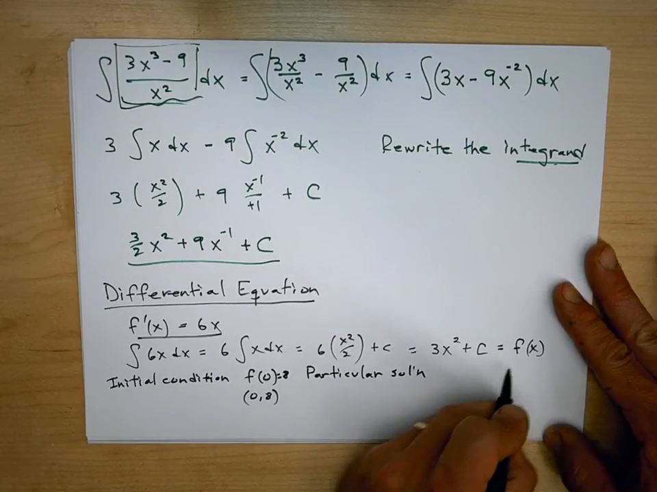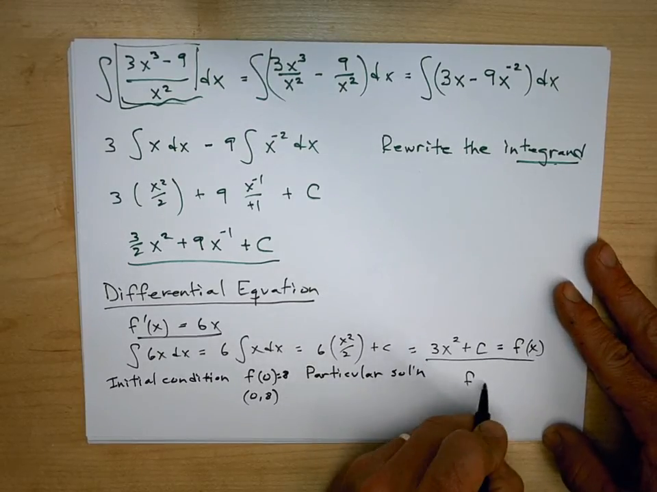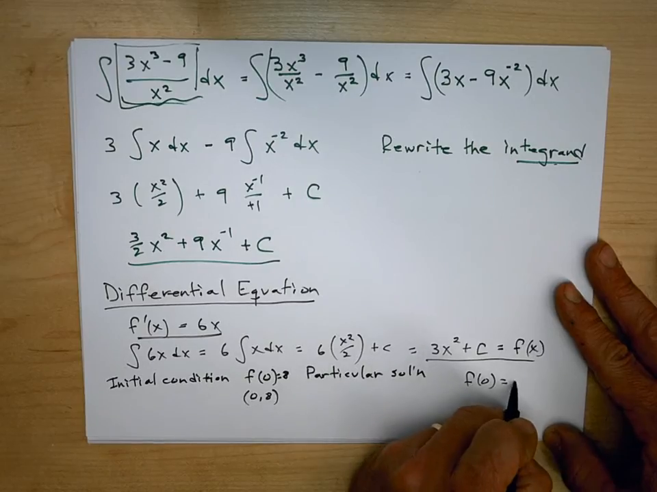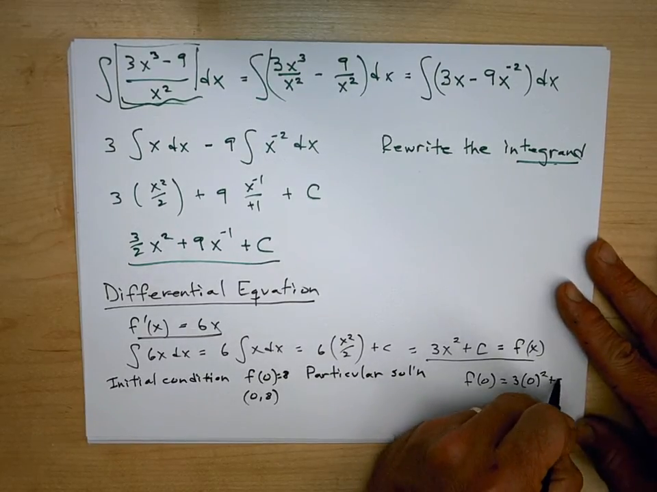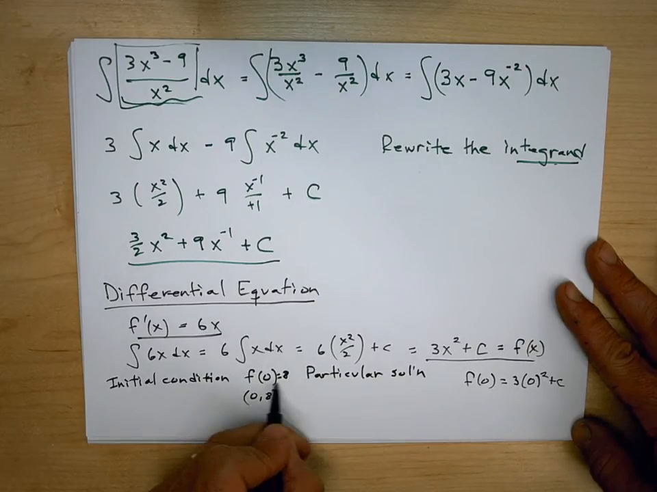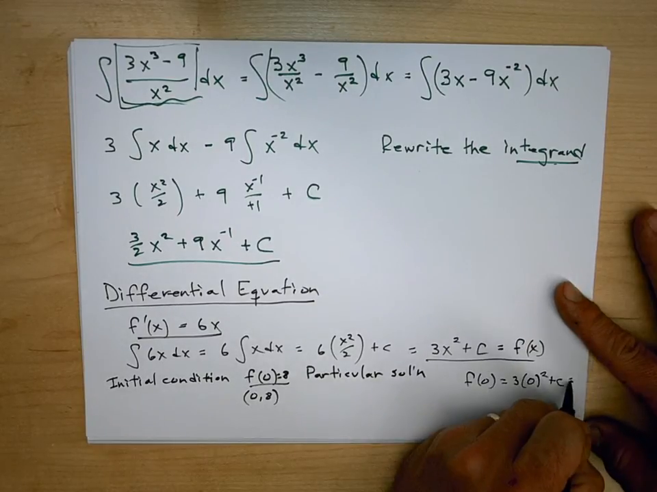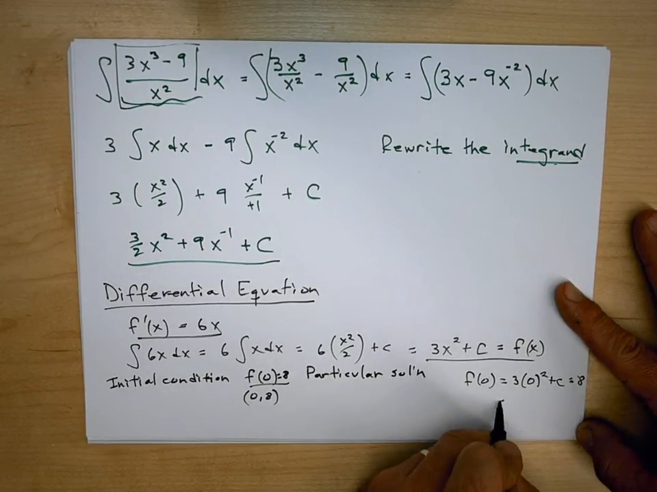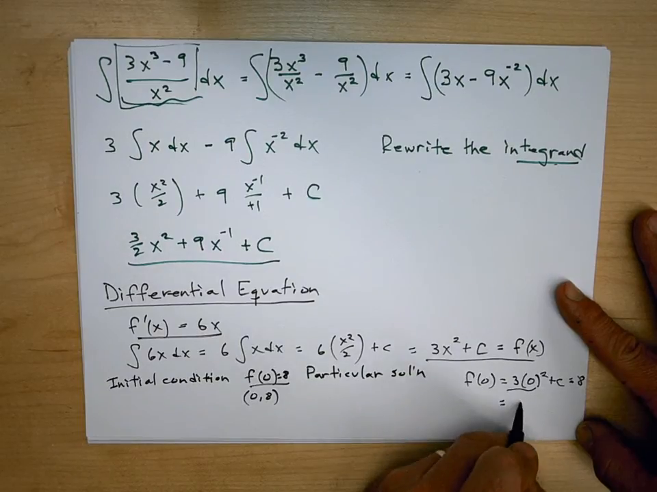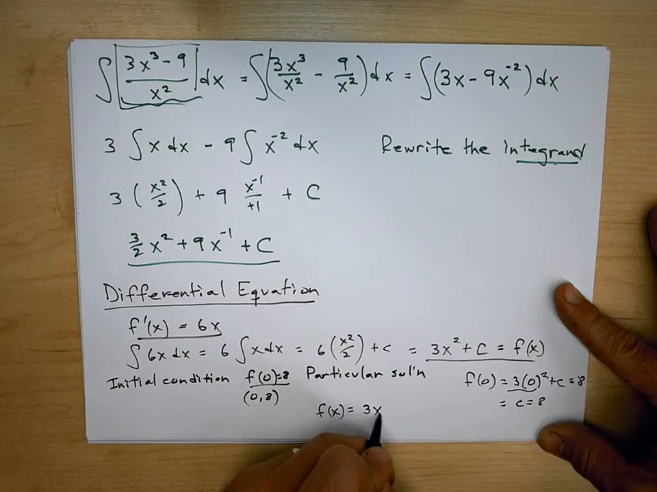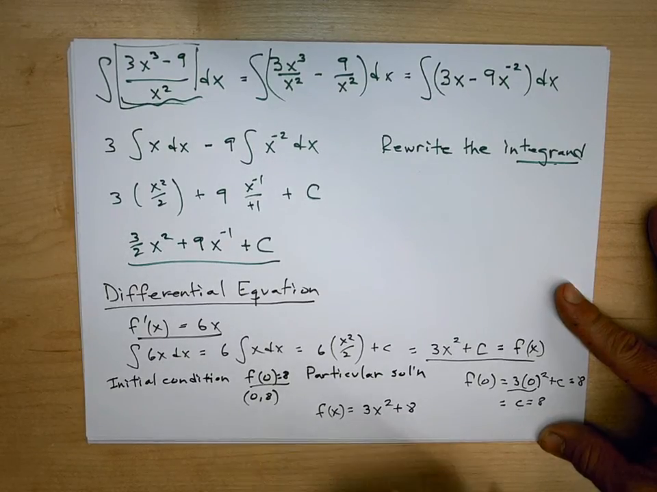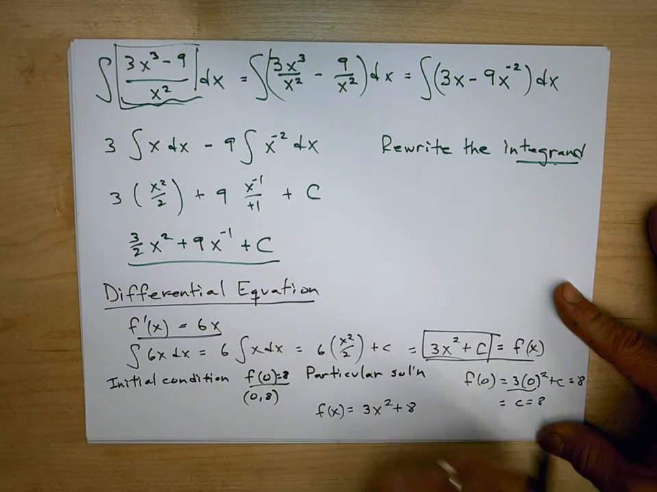I can use this and say f of 0 equals 3 times 0 squared plus c. But I also know that f of 0 equals 8. Well, that obviously is 0, so that just tells me that c equals 8. So now I know my particular solution is 3x squared plus 8. I have a very specific equation, not just this general equation where I could add anything onto it.